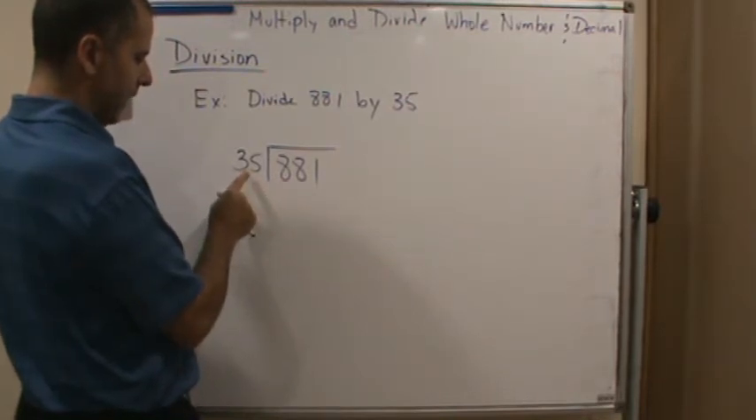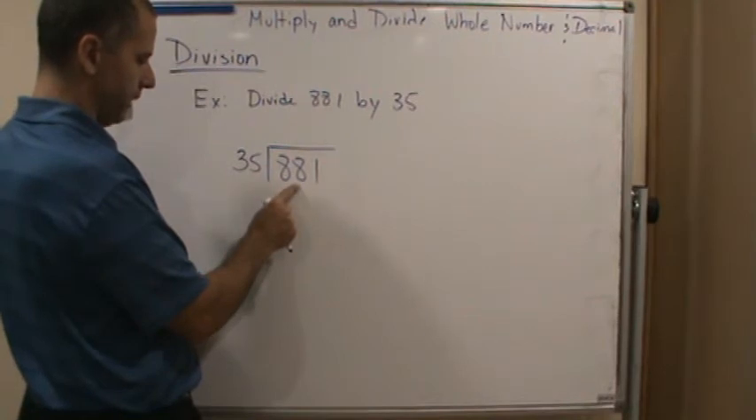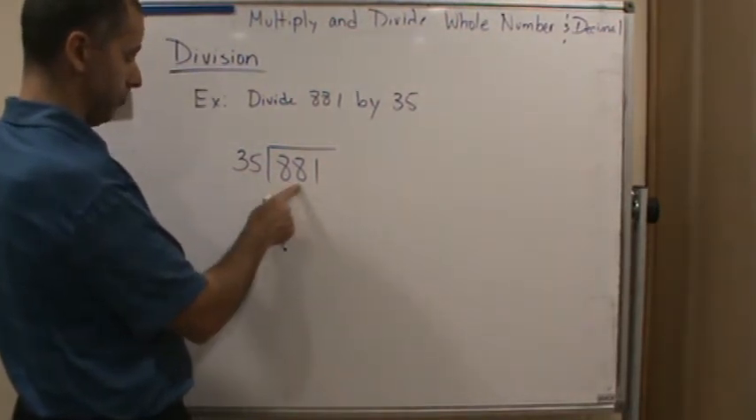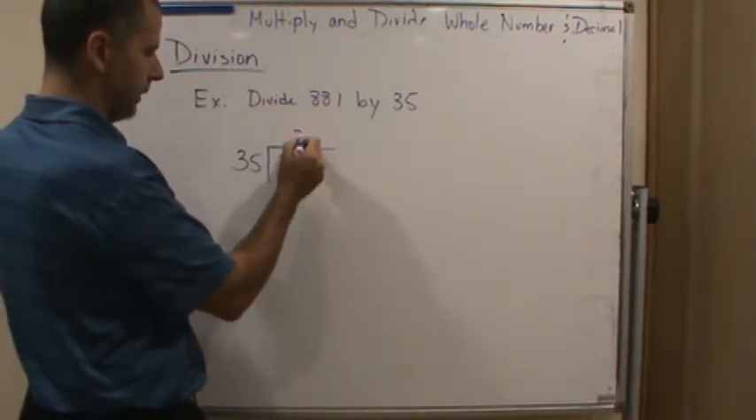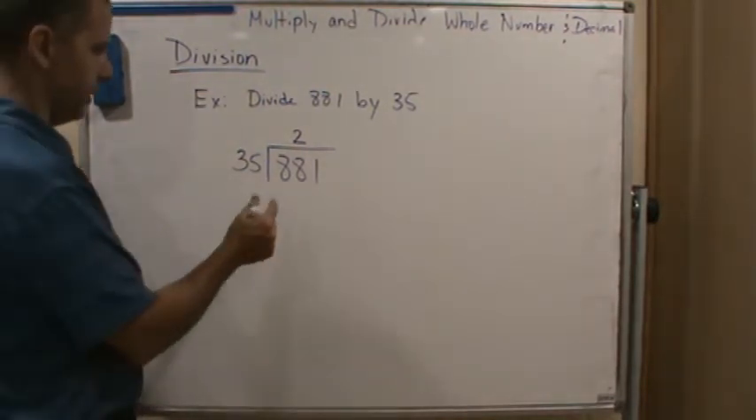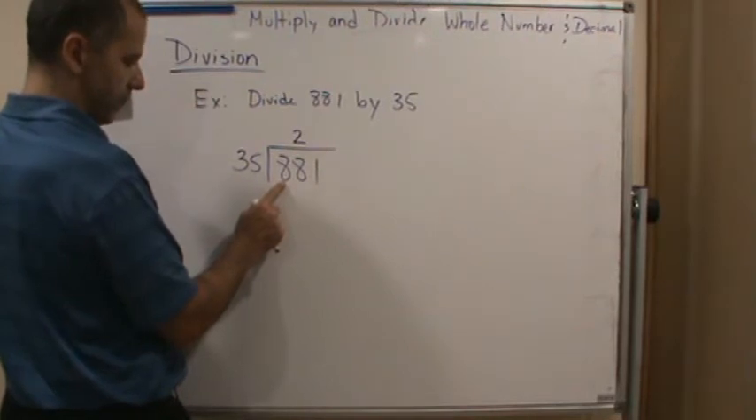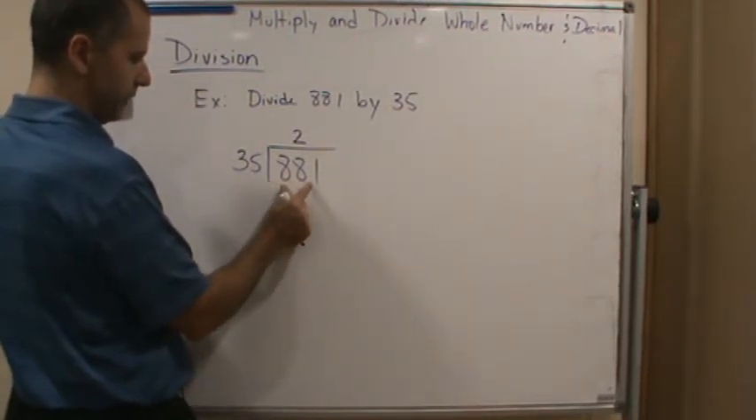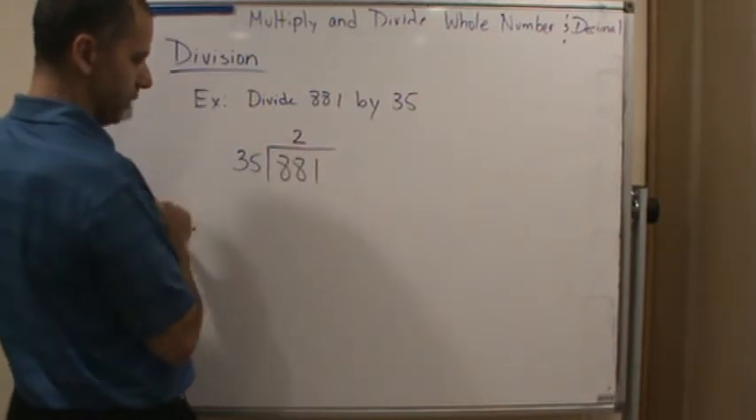So then we divide 35 into 88. How many times does 35 go into 88? Well, 2 times. So we're going to stick that 2 up here. That's going to be the partial quotient. The 88 is called the partial dividend. So we're going to take 35 and divide into this partial dividend, and we're going to get a partial quotient.